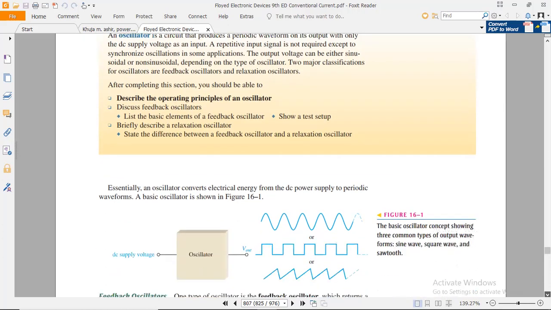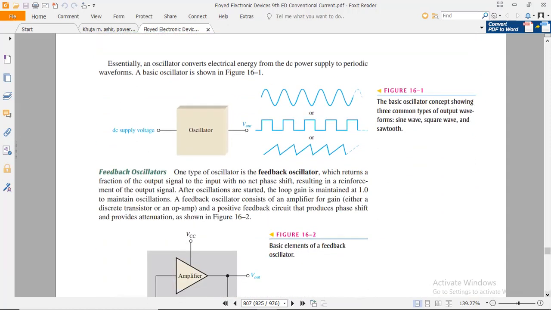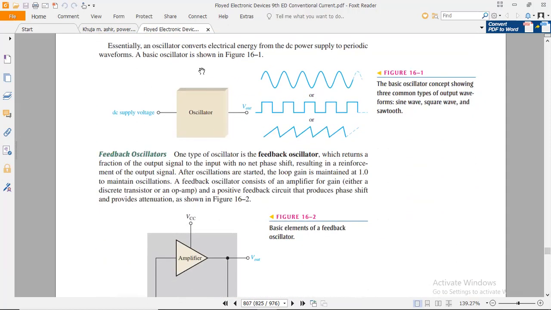Now moving towards the next aspect of oscillators: essentially, an oscillator converts electrical energy from the DC power supply to a periodic waveform, sinusoidal in AC nature. A basic oscillator, as shown in figure 16-1, works by taking the DC supply voltage and generating the output in these forms: sinusoidal sine waves, square waves, and sawtooth waves.